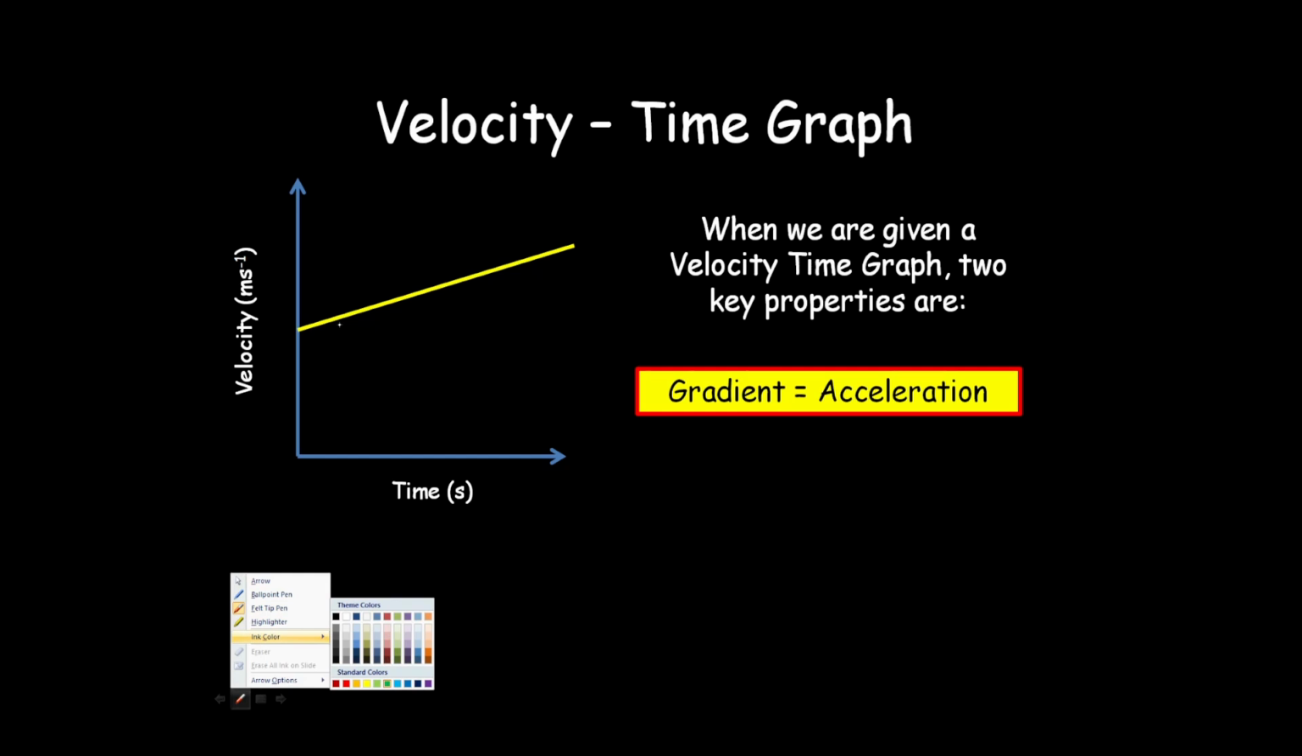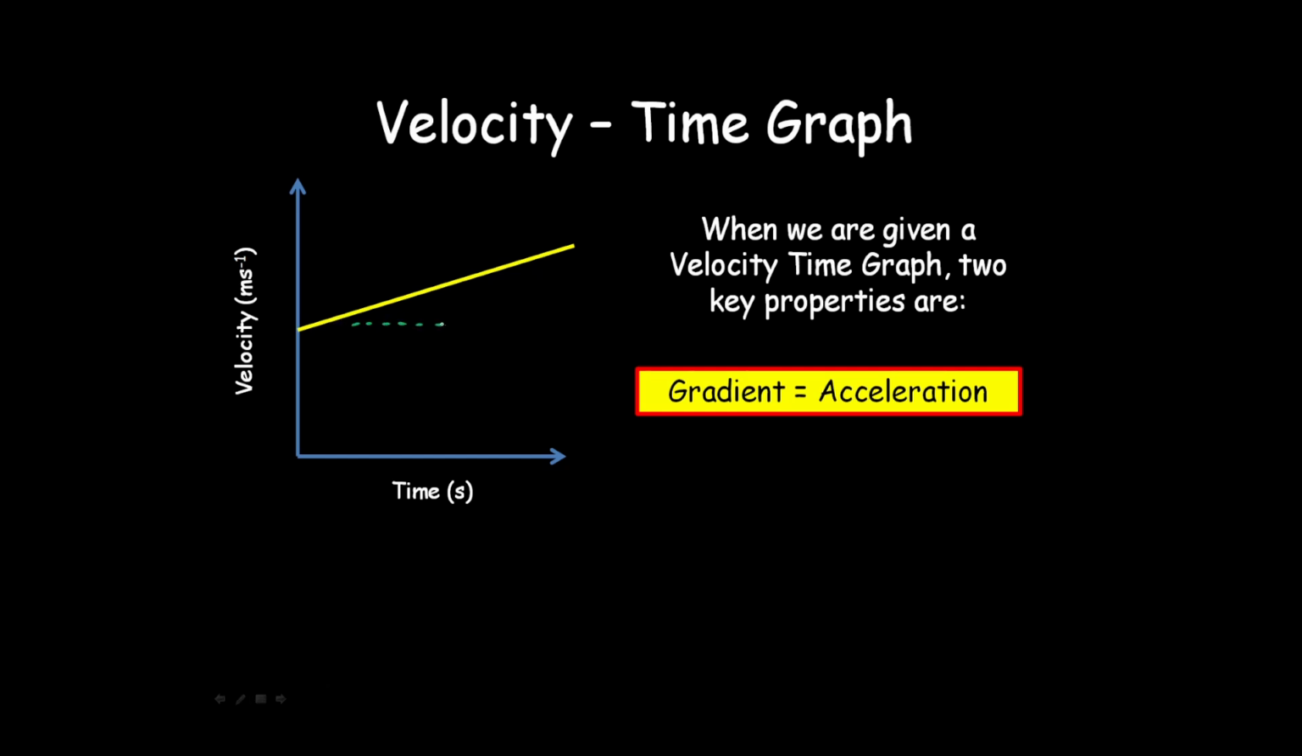To find the gradient, all we need to do with the line is find our right angle triangle, find the distance across and the distance up, making sure that we're using the correct units on the axes stated, and the gradient is going to equal the height of that triangle over the base of that triangle. And obviously a positive gradient will therefore represent acceleration, a negative gradient would represent deceleration.